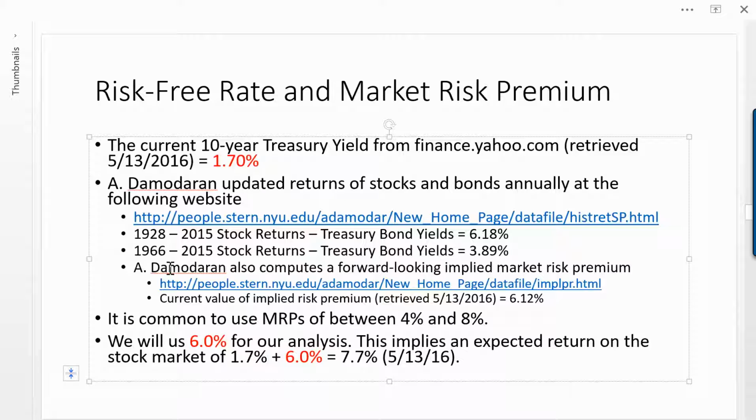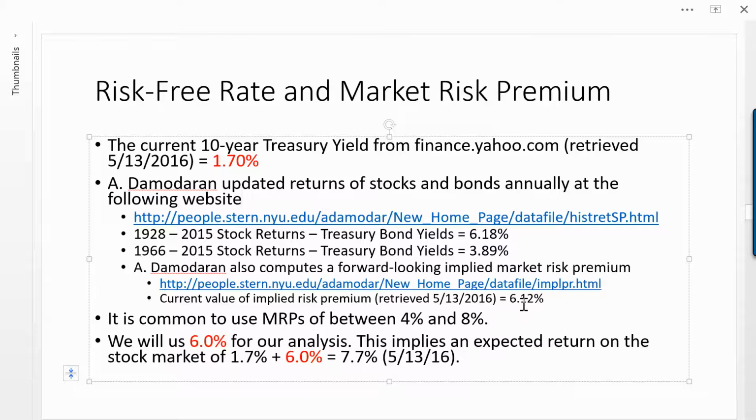Now, Aswath Damodaran also has a forward-looking measure of market risk premium called the implied market risk premium. You can read about it on his site, and his forward-looking premium is also about 6%, close to that long-term average. Now, it's common to use market risk premiums of about 4 to 8%. We're going to use 6% for our analysis.